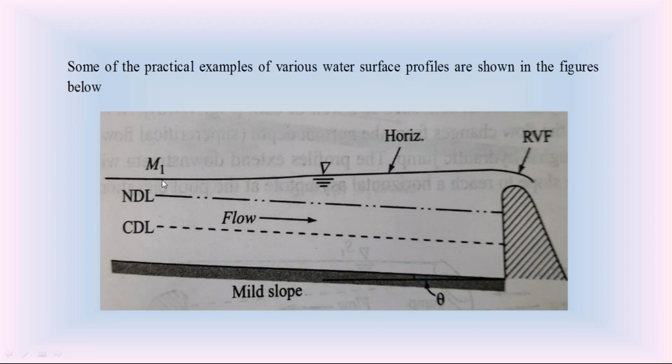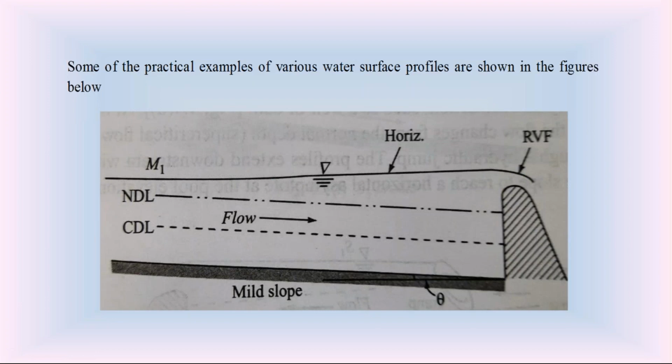This M1 water surface profile is a rising water surface profile because the M1 water surface profile is in zone 1. In zone 1, the slope dy/dx is positive. So this M1 water surface profile is a rising water surface profile. On the upstream side, y is equal to yn.